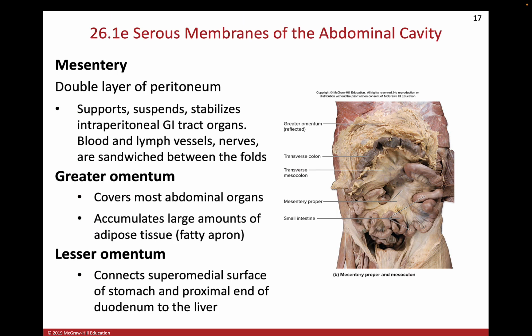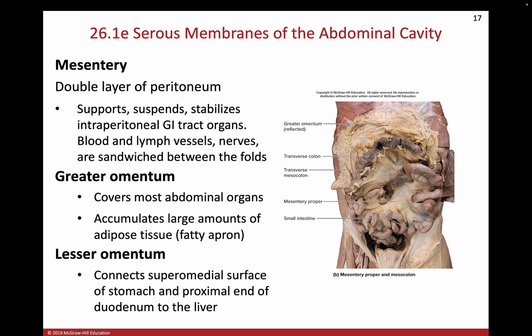Now, mesenteries, these are doubled layers of peritoneum, and their job is to support, suspend, and stabilize intraperitoneal GI tract organs. Within the folds, we will find blood and lymph vessels and nerves. Now, kind of imagine there has to be something that is holding our organs in position. Imagine going for a run and just feeling all of your organs sloshing around inside of you.